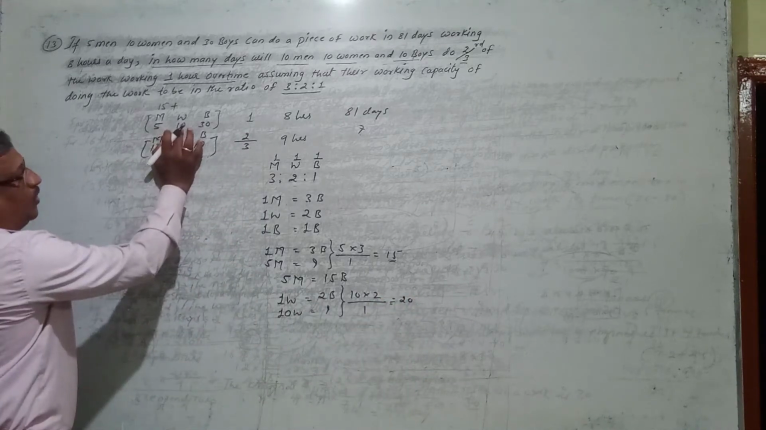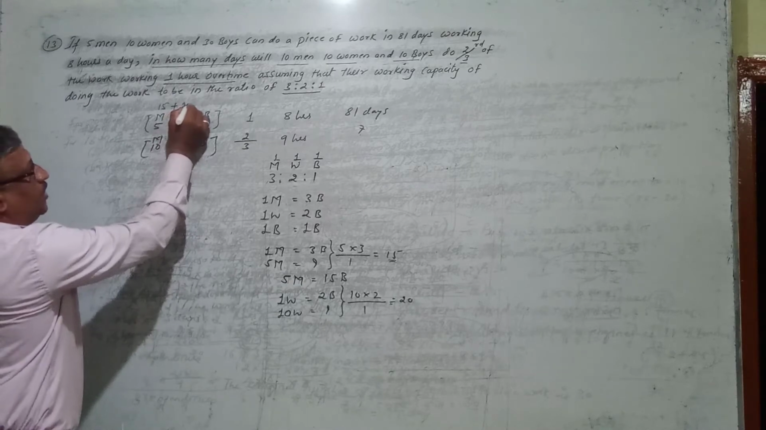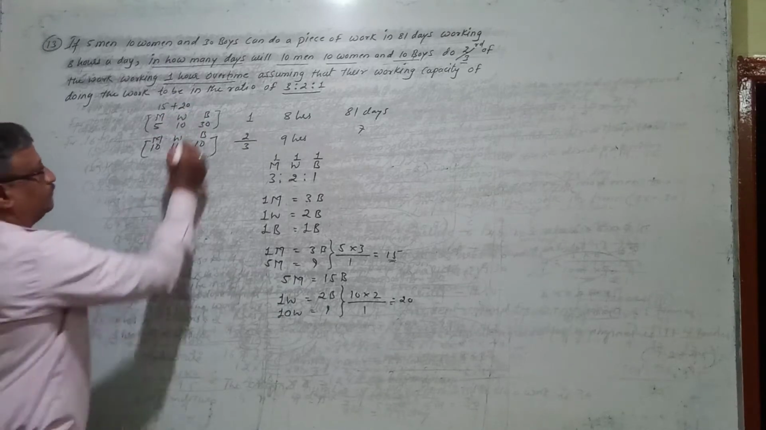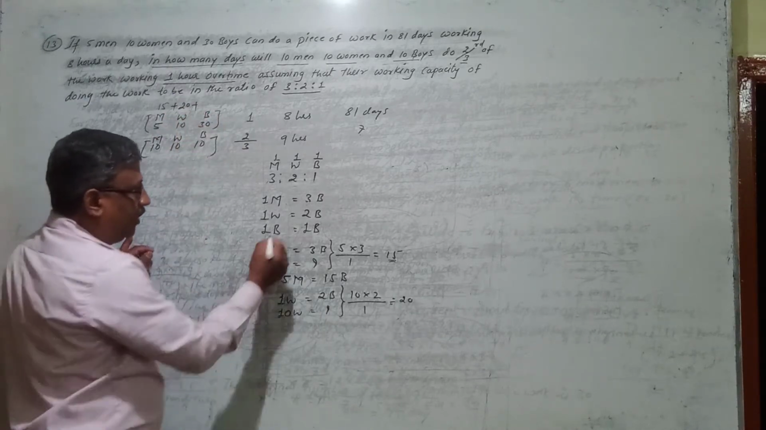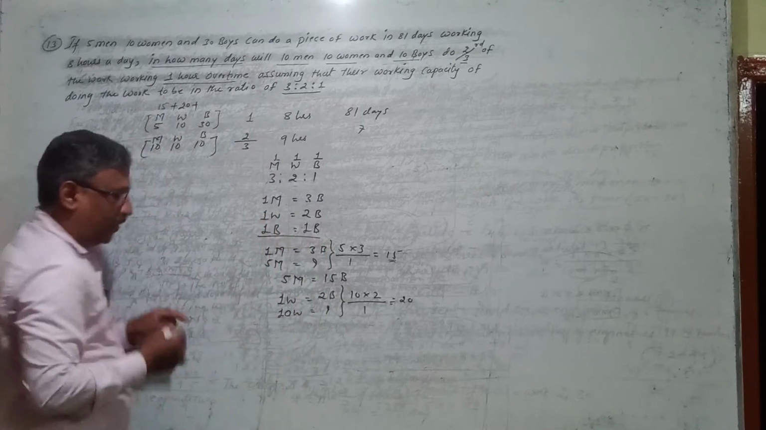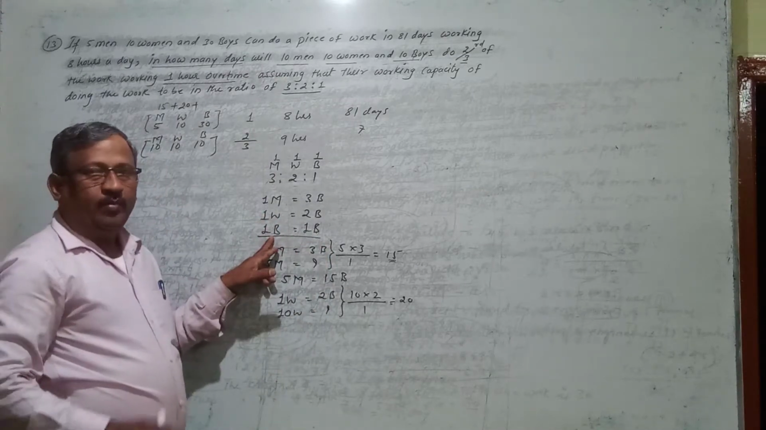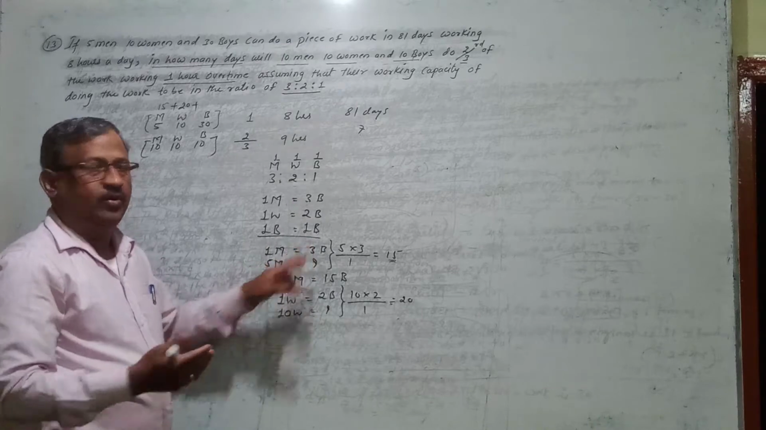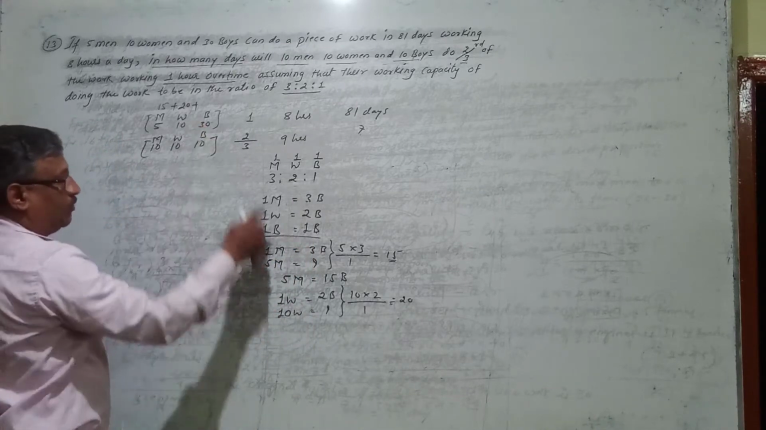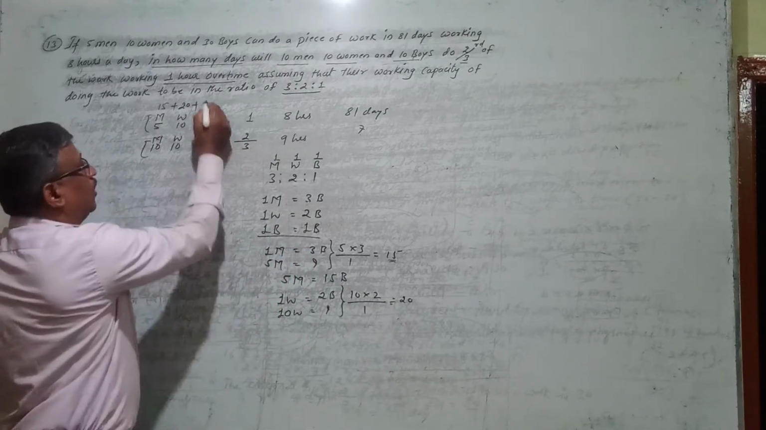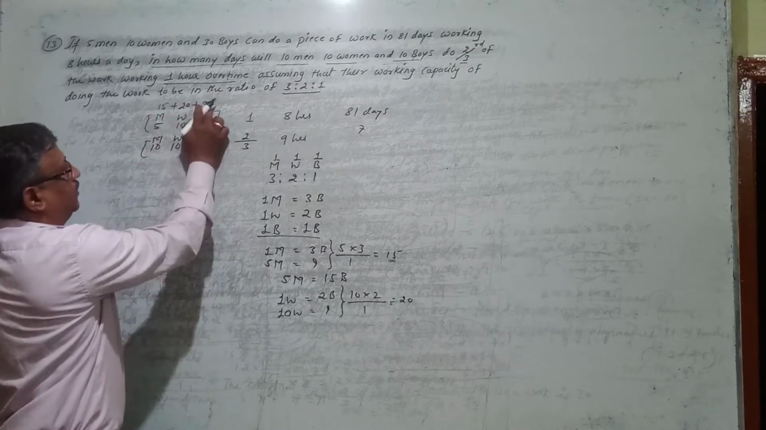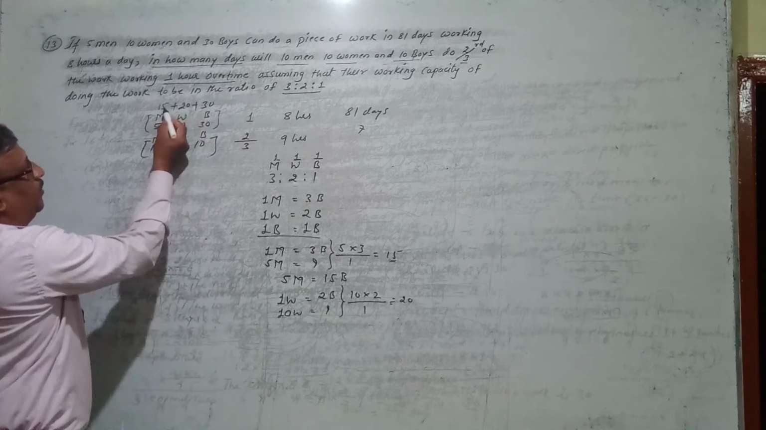Means if you don't want to employ 10 women, in that place you have to employ 20 boys. And here we know 1 boy is equal to 1 boy. So in place of 1 boy you have to employ 1 boy only. So it is 30 boys. How many boys you have to employ? 30 boys only. So now I can add this: 30 plus 20 plus 15.